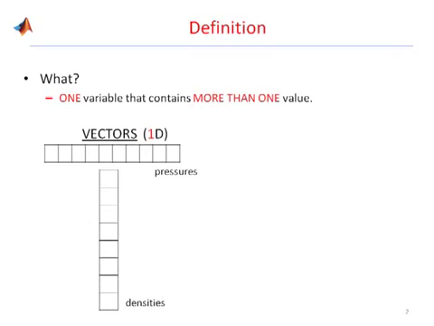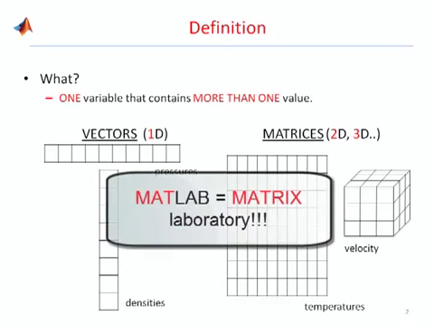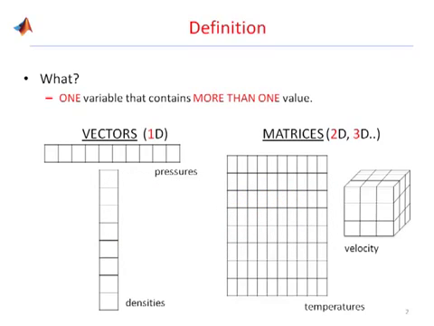Now there's two different kinds. If it's one-dimensional, we call it a vector. Pressures is a row vector. Densities is a column vector. If it's not one-dimensional, a two-dimensional, three-dimensional, or above, then it's referred to as a matrix. So again, MATLAB is a matrix laboratory. It loves dealing with matrices. Behind the scene, everything has to do with matrices. So a matrix is two-dimensional, such as temperatures right here, or even three-dimensional, velocities right here. And you can go on forever like this. There's not a limit on the dimensions.